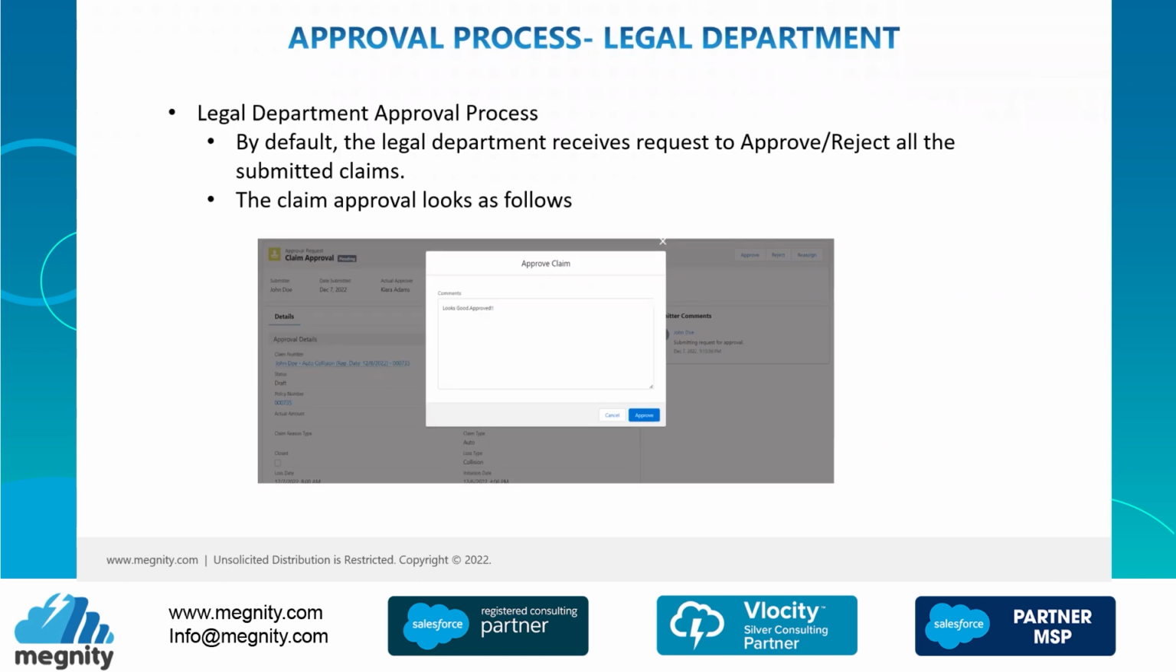And this is how it looks when the legal department tries to approve or reject the claim. They will check the required details and write a comment. If it looks good, they will comment, yes, everything is fine and I'm going to approve this. Or if they think something is missing and need more data to approve this claim, they will comment that too and say they are rejecting this claim.